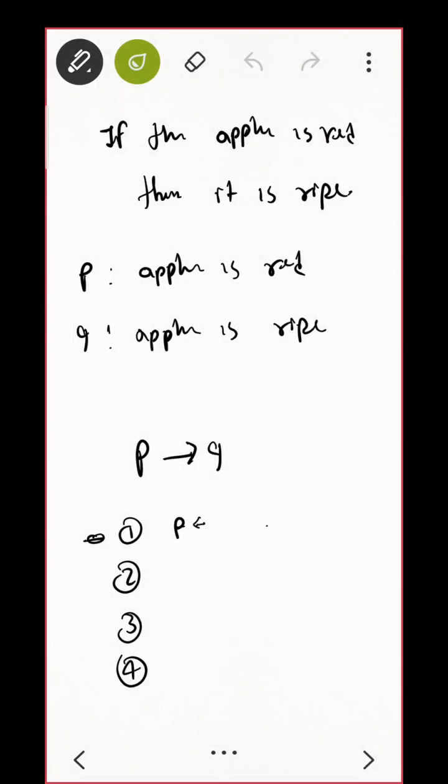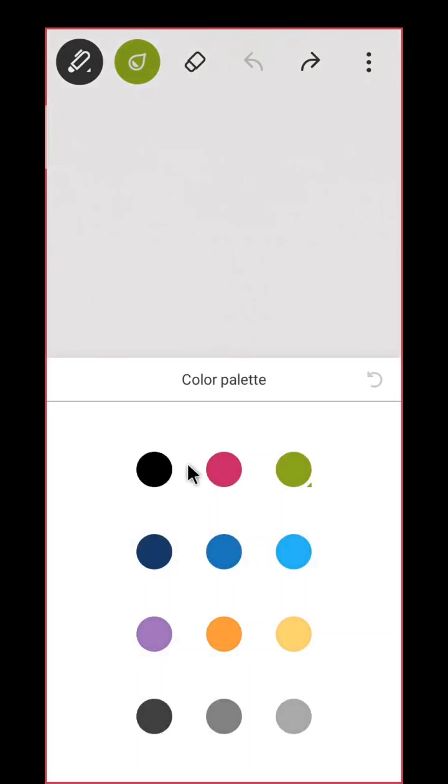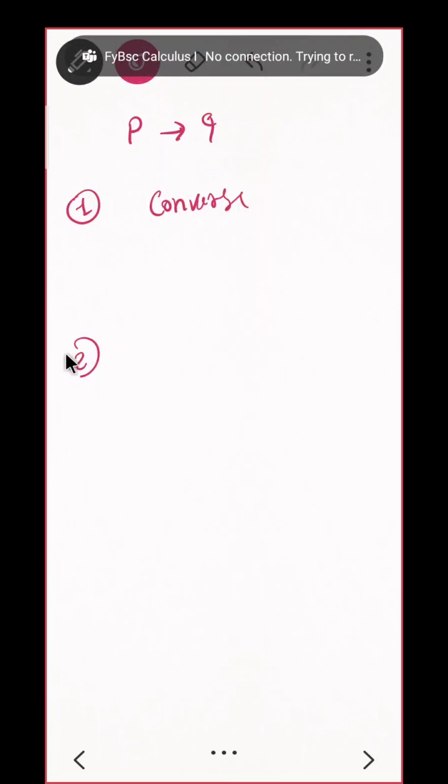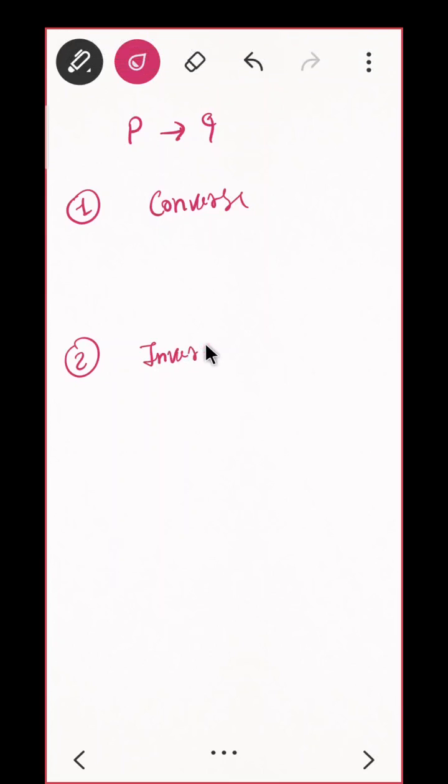And if apple is red, it is ripe. Apple is red, P and Q, and negation I have taken. And okay, yeah. So on implication, let's talk a little more. There are three things maybe you must be knowing. If I say, let me just change the color, if I say P implies Q, so there are three things. First, converse. Second is inverse. Third is contrapositive.